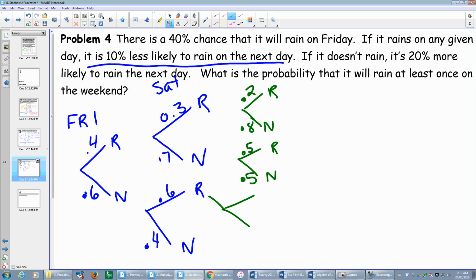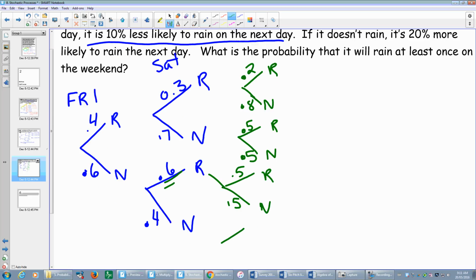Okay, if it doesn't rain on Friday, rains on Saturday, what is the probability that it will rain on Sunday? Eric? Good. 50 and 50. There was a 60% chance on the Saturday. Because it rained, it's 10% less likely. So 60 minus 10 gives you the 50%.